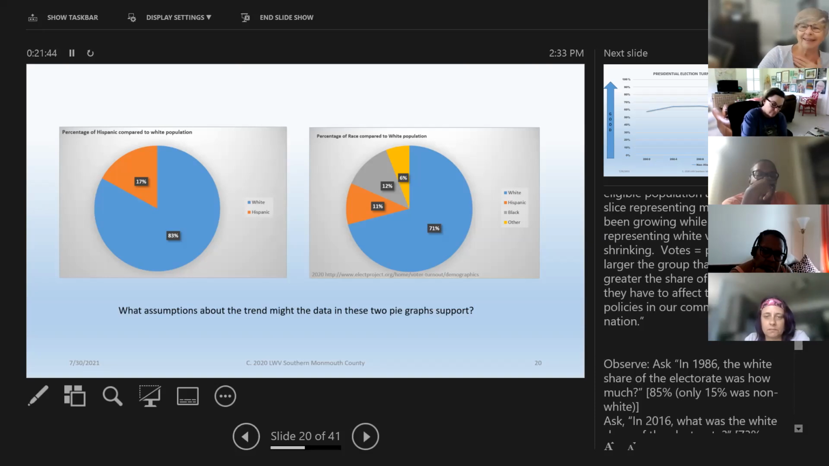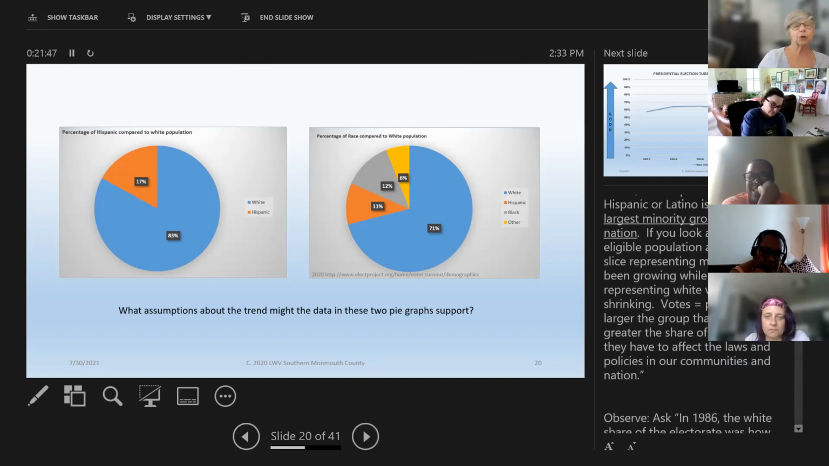And I lost my place. Sorry about that. Okay, so at any rate, when the pie slice changes, what does that mean about voting? It means that if you are a member of one of those minority groups, your voice is increasing. And if you're a member of the white group, your voice is decreasing. And if you want to make some assumptions, you can think about how that might impact people's feelings about what should be done about voting rights. And I think that's reflected in some of what's going on today.